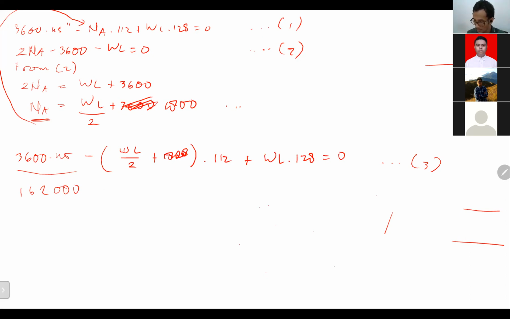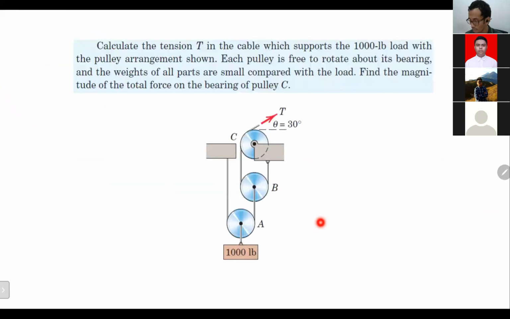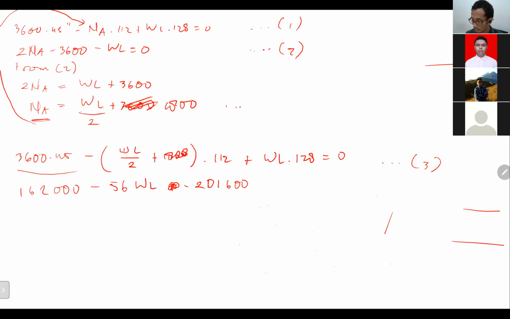Then this one is supposed to be minus 56 WL plus 1800 multiplied by 112. What is the value there? 201,600. Yes. Okay. Plus 128 WL equal to 0.